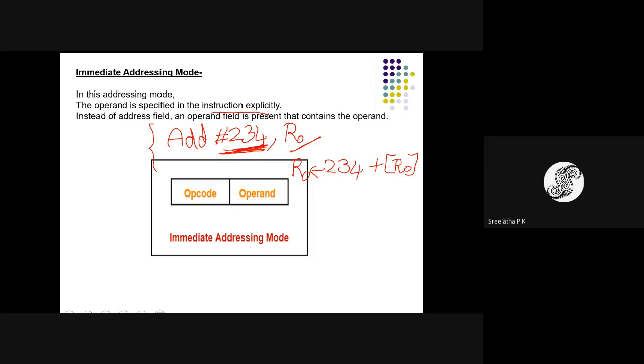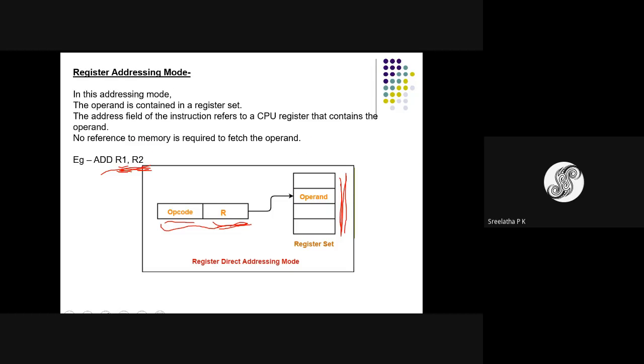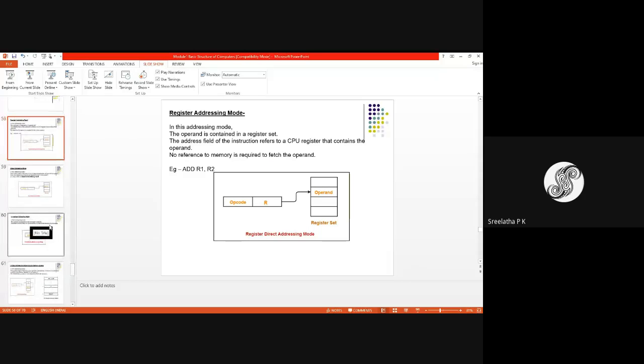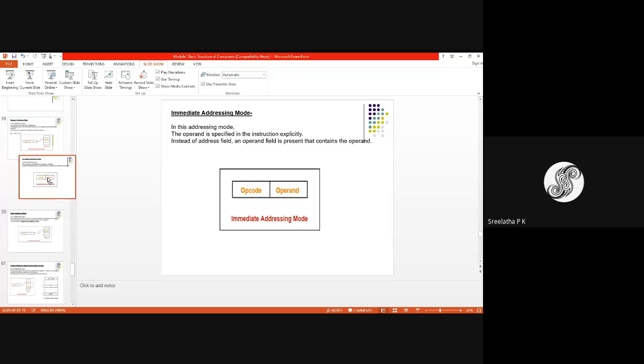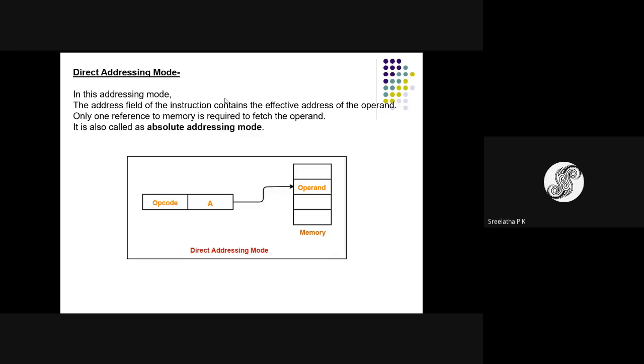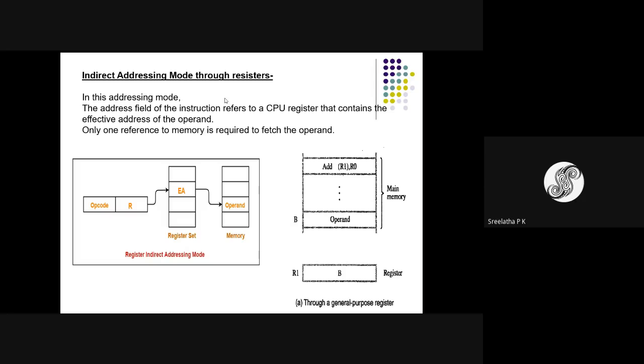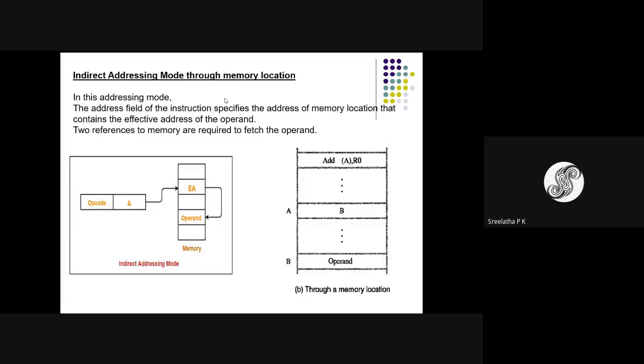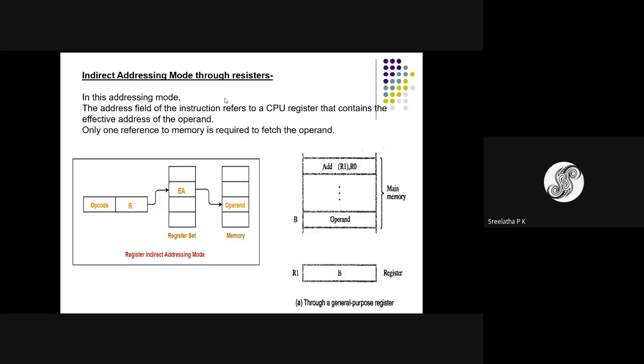Okay, so you have seen 4 addressing modes as of now: register addressing mode, immediate addressing mode, direct addressing mode, and indirect addressing mode. In indirect addressing mode, there are 2 types: indirect addressing mode through memory location and indirect addressing mode through registers. Fine. Any doubt? We'll just refresh once again.